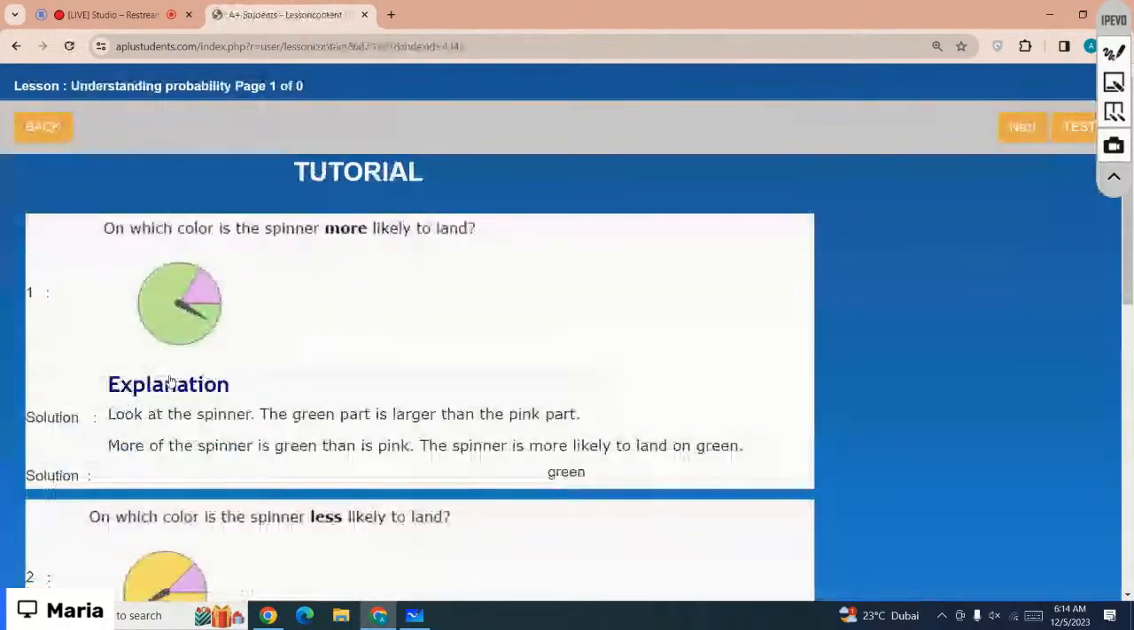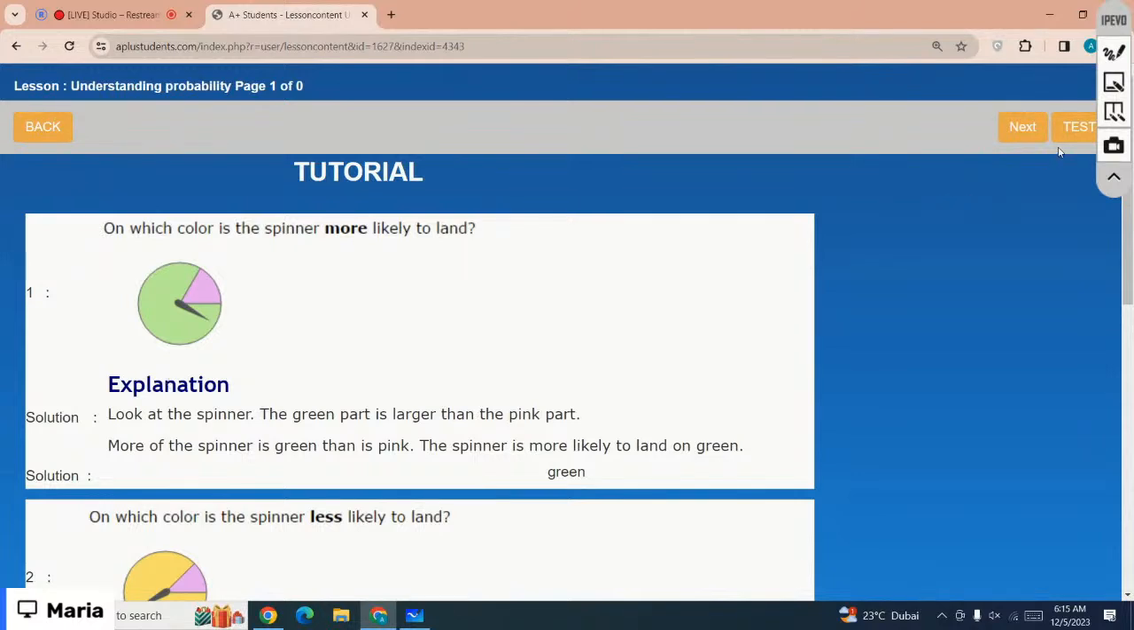Okay, on which color is the spinner more likely to land, right? So let's just look at the spinner. The spinner has two colors, the green and the pink. Most of the portion of the spinner is green, right? And a very small portion is pink. So that means the spinner is more likely to land on green. Why? Because the spinner has more portion green, right? So you have more chances it will land on green. Got it?